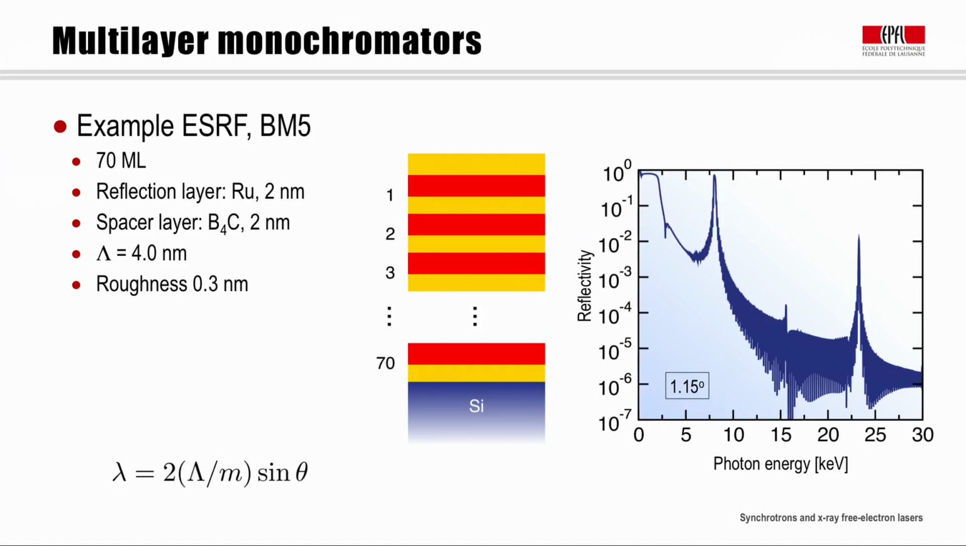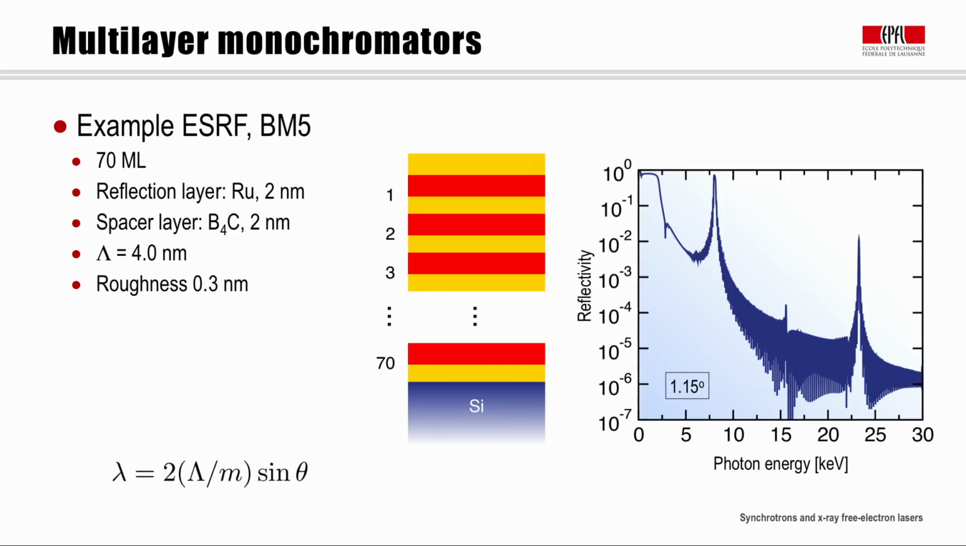An example of a multilayer installed at the ESRF BM5 beamline is shown here. The reflectivity at an incident angle of 1.15 degrees is shown on the right. Because the reflection and spacer layers are of equal thickness, all even harmonic reflections are suppressed. This phenomenon is called a systematic absence. It's outside the remit of this course, but it is an important feature of crystallography.